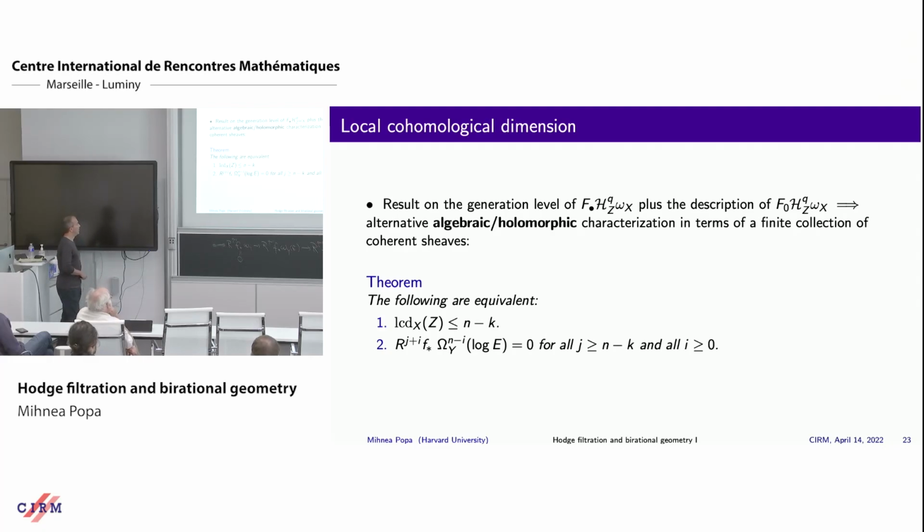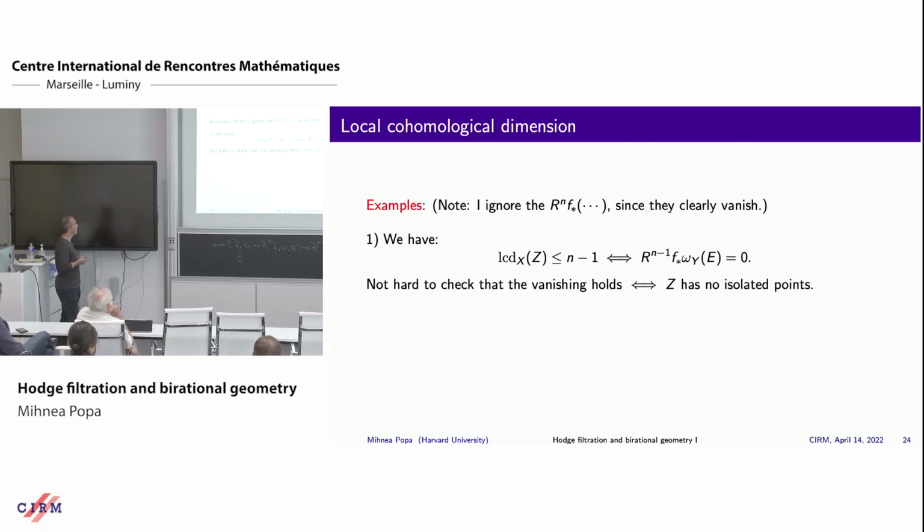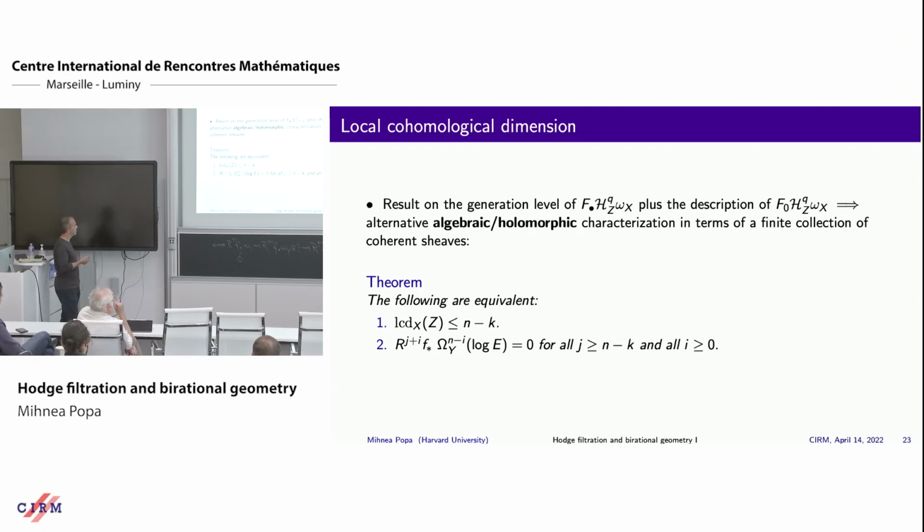Okay, so let's try to see it in action a little bit, right? How can we check in various cases whether these sheaves are equal to 0? Okay, so let's give examples. So I will ignore everything that's clear, right? Beyond R^n, everything is clear. It's 0 by default. We're in dimension n. So if you take this criterion, I'll just tell you what it is, right?